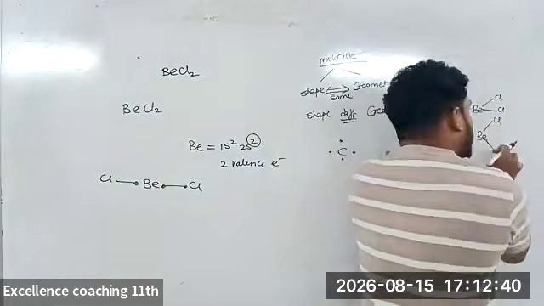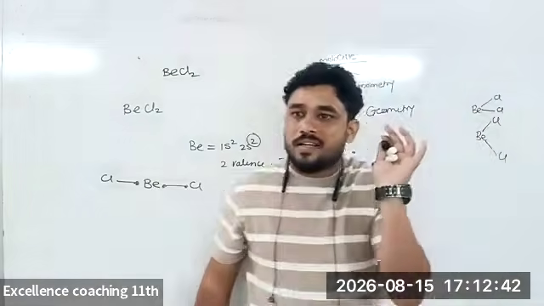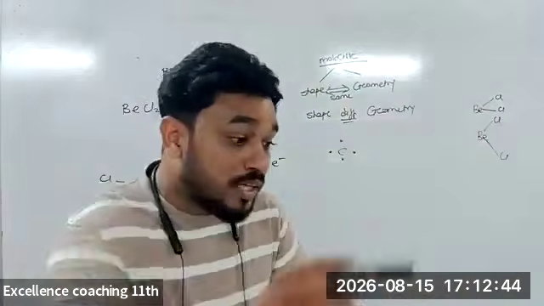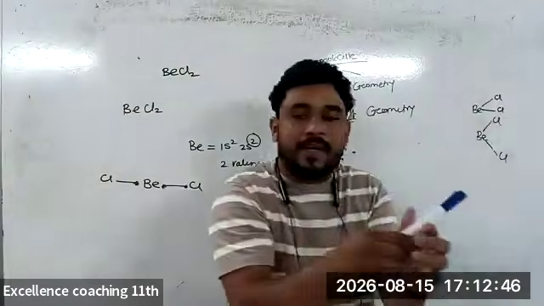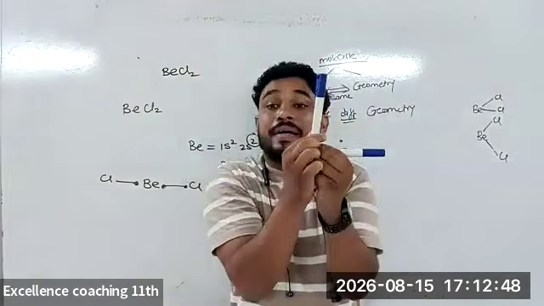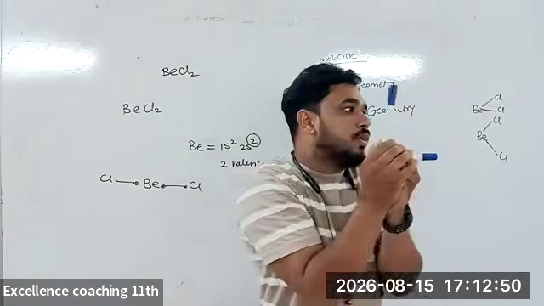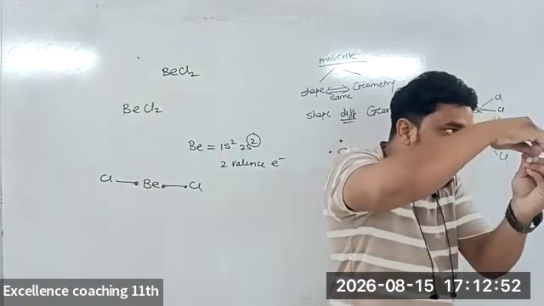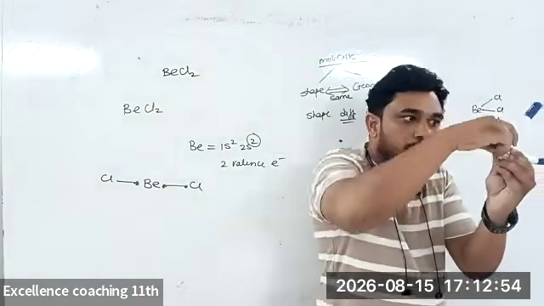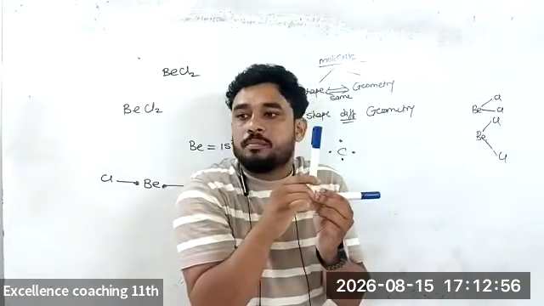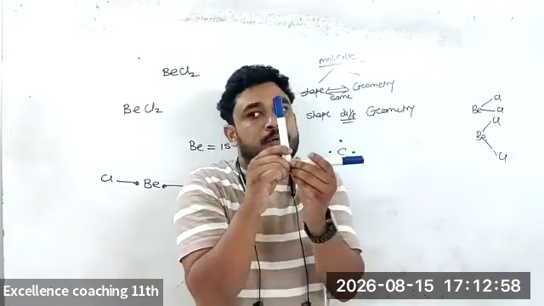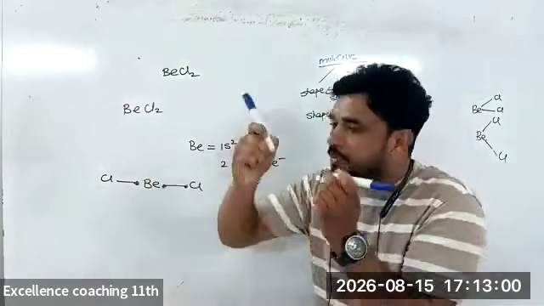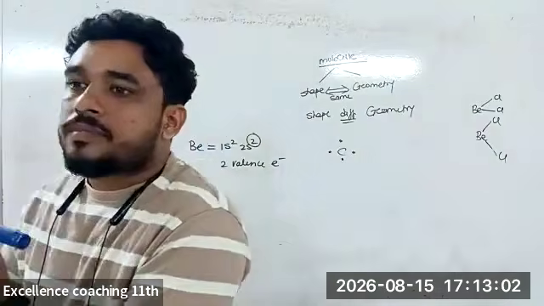I mean, arrange repulsion. So we have to keep it like this. There should be minimum repulsion. So we want repulsion to be minimum, we have to move it, and the distance should be maximum. So can you tell me what will be the best way to keep these two chlorines?